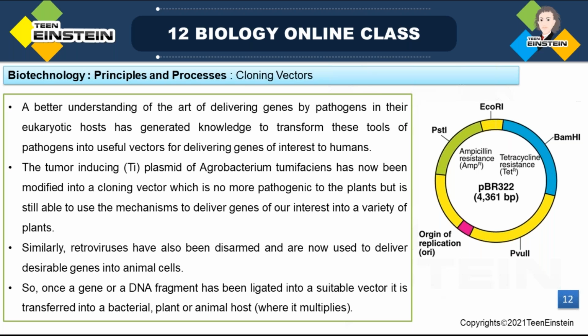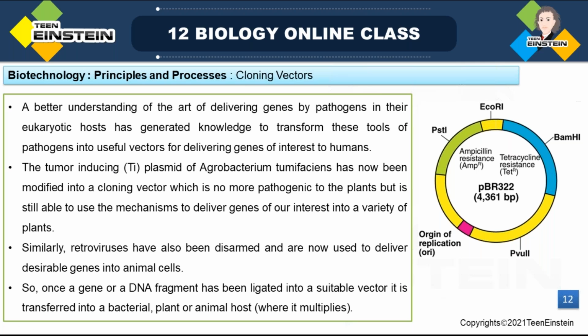We said agrobacterium tumefaciens and retroviruses both are pathogens. So scientists got an idea about delivering genes. See how we make use of a vector: we find a restriction site, then insert the foreign DNA, and this vector transfers that foreign DNA into a host cell. In the same way, how can we make use of a plant pathogen or animal pathogen to transfer the DNA?